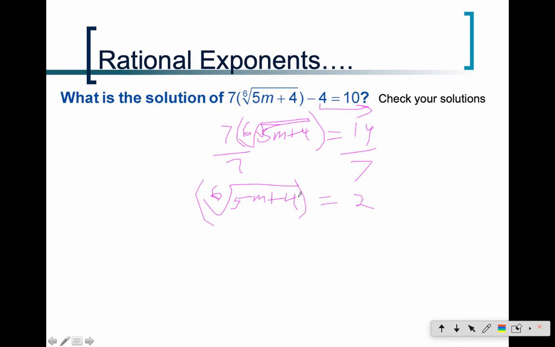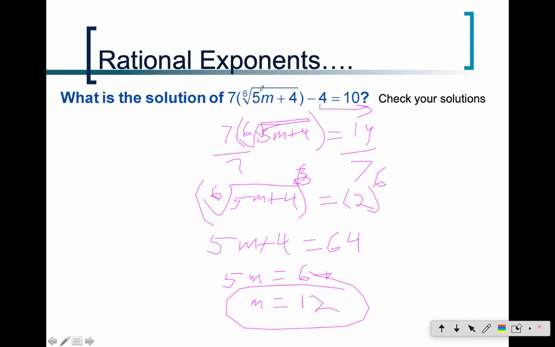And now how do you undo something that is a 6th root? You take her to the power of 6. 5m plus 4 equals, holy cow, power of 6. That's 64. I think it is 64. And now we get 5m equals 60. M is 12. Check your work. 12 times 5 is 60. Plus 4 is 64. The 6th root of 64 is 2, times 7 is 14. Minus 4 is 10. Cha-ching! Good to go.